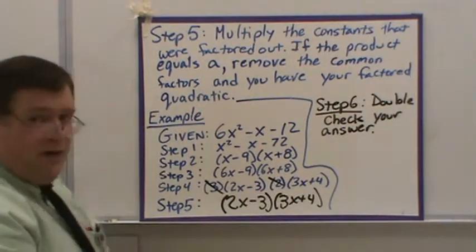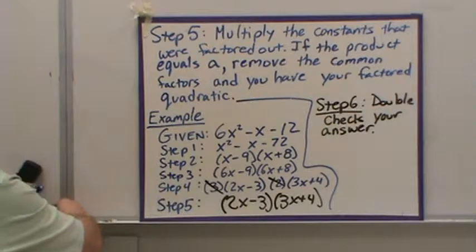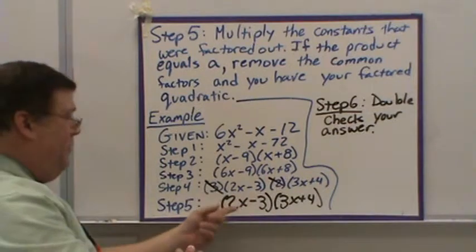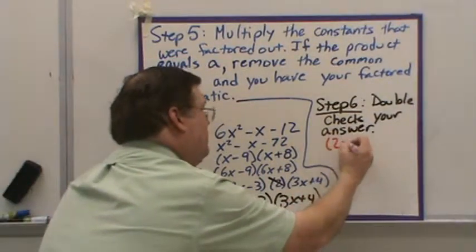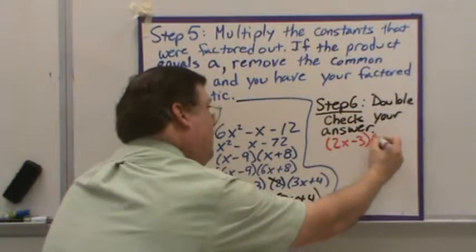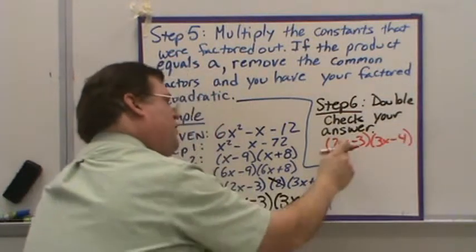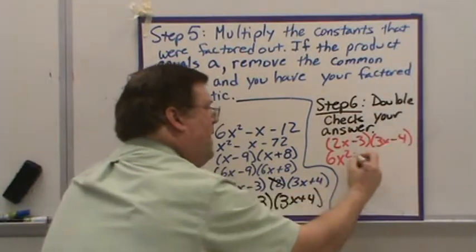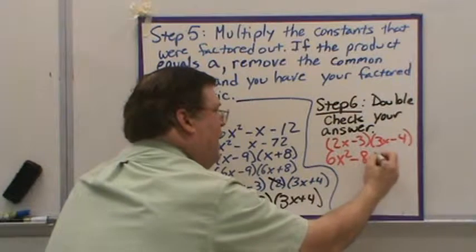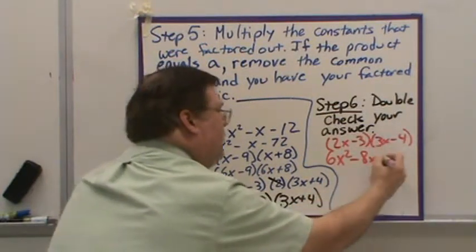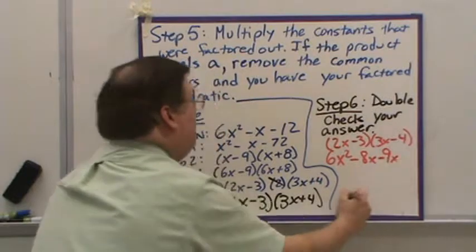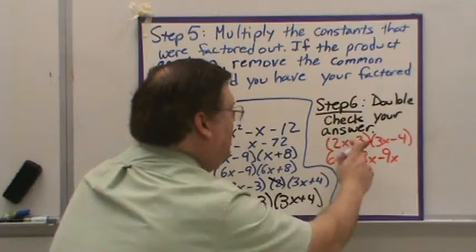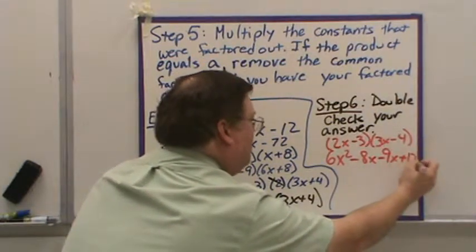To double check your answer, and you should always double check your answer, you would distribute to do the multiplying here. So we take that 2x minus 3 and a 3x minus 4. 2x times 3x, 6x squared. 2x times negative 4 is negative 8x. Negative 3 times positive 3x is negative 9x. And negative 3 times negative 4 gives me a positive 12.